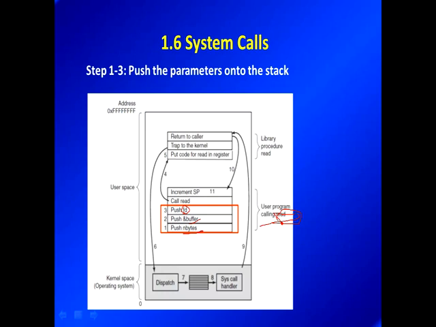That process we can name process A maybe. So you have to push the parameters onto the stack of process A, because each process has its own address space, as we mentioned before. You can see we just use this user space to represent the address space allocated to process A. First, you need to push the parameters onto the stack, and then you call read.